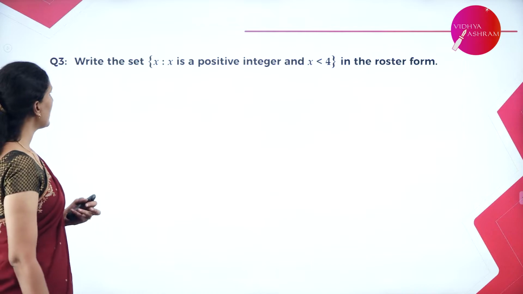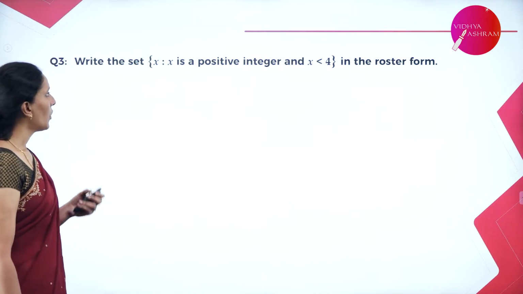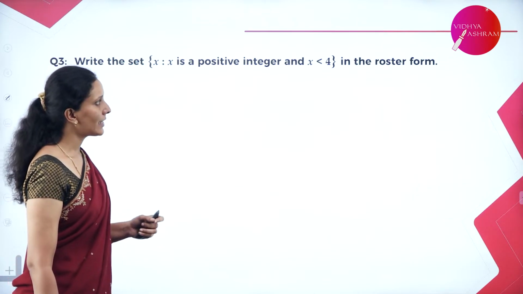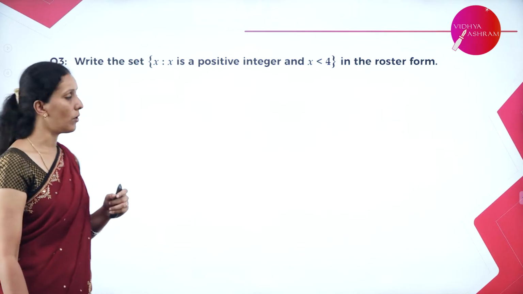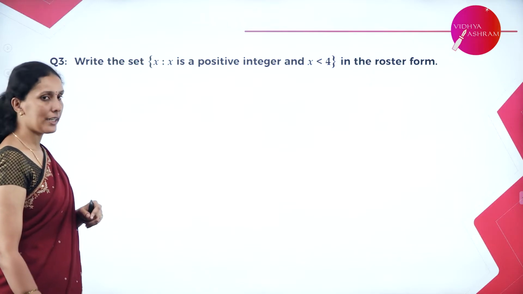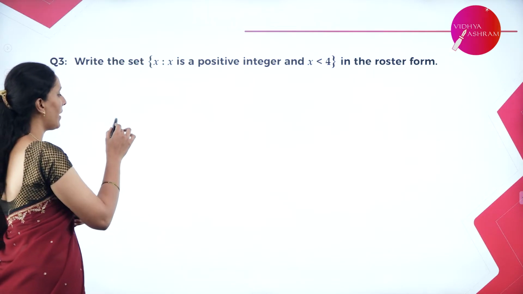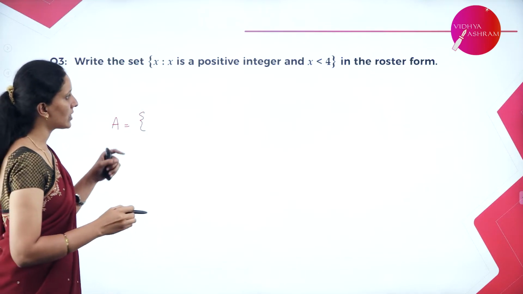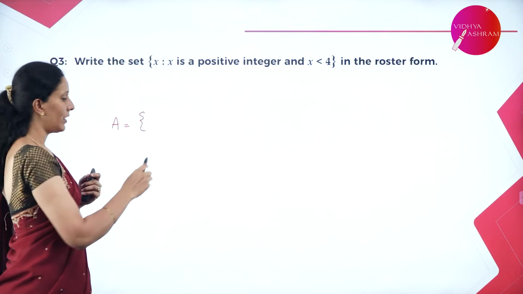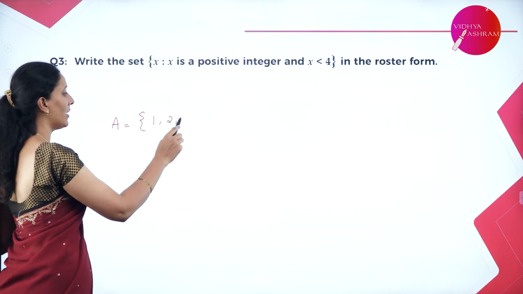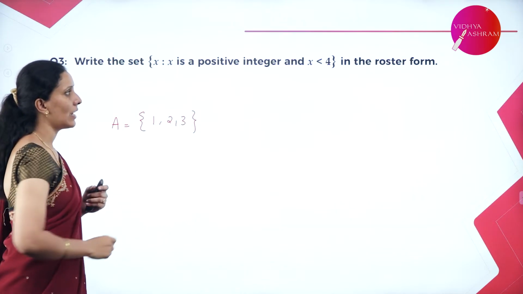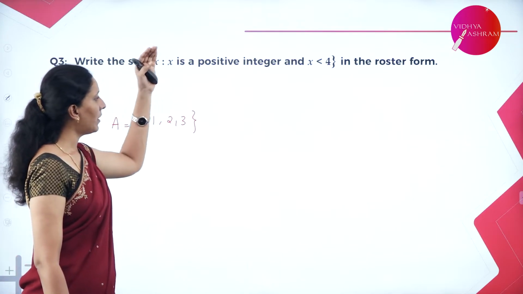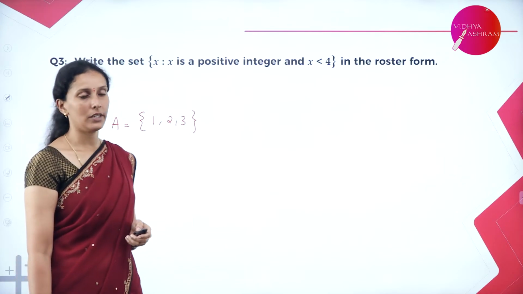Now let us take a few examples of writing sets in roster form as well as set builder form. So here is an example. Write the set where x is a collection such that x is a positive integer and x is less than 4 in the roster form. Clearly we need to write a set. We can denote it by any capital letter. We need to write the positive integers which are less than 4. What are the positive integers? 1, 2 and 3, and clearly all these elements are less than 4. So we are writing the set builder form into roster form here.